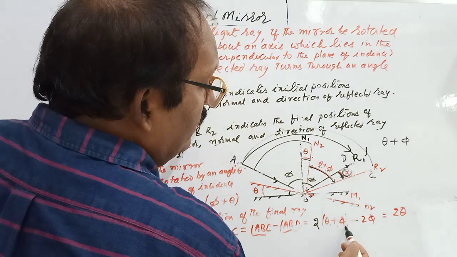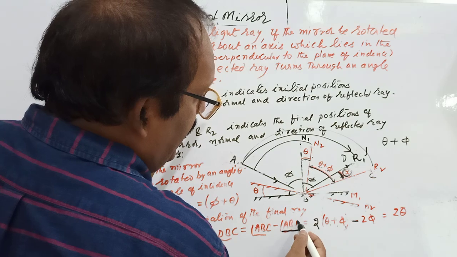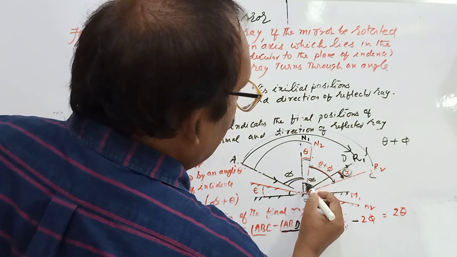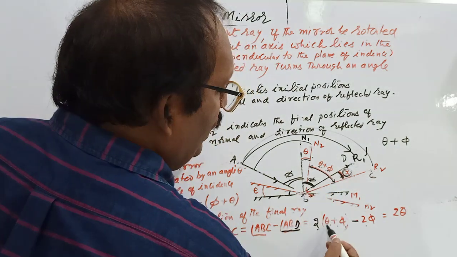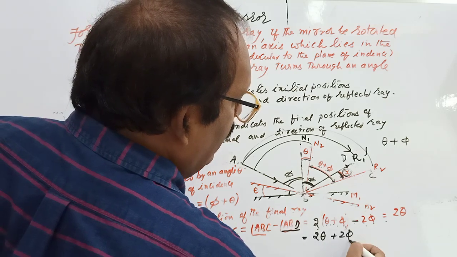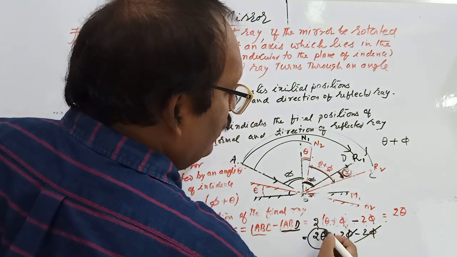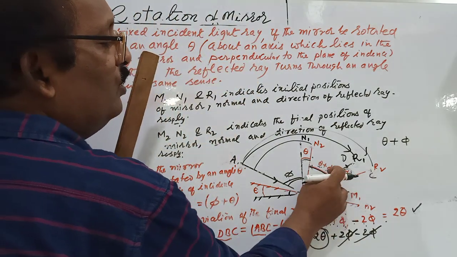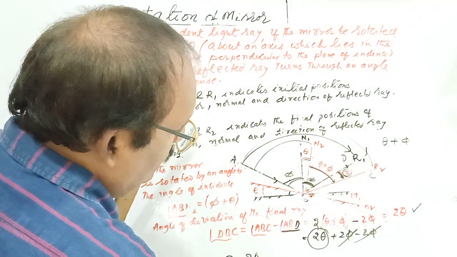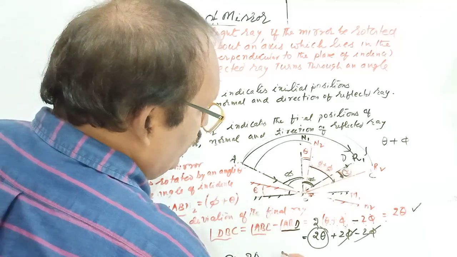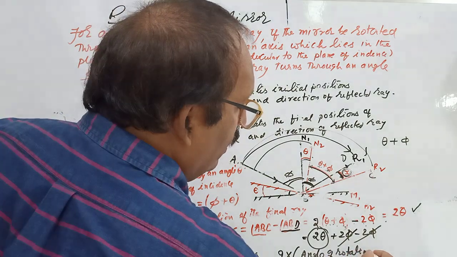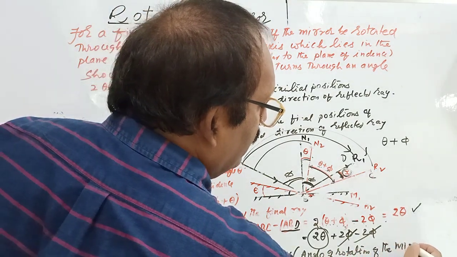Therefore, 2 into theta plus phi minus angle ABD. What is the angle ABD? This value is phi and this value is phi. Phi plus phi is 2 phi. So 2 into theta plus phi minus 2 phi equals 2 theta plus 2 phi minus 2 phi. 2 phi, 2 phi cancels. So the remaining value is 2 theta. So the angle through which the reflected ray gets rotated is x, which must be equal to 2 times the angle through which the mirror is rotated. 2 times the angle of rotation of the mirror.